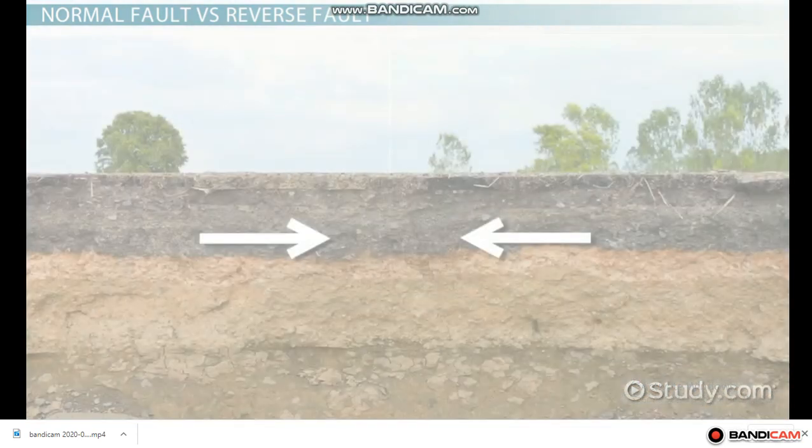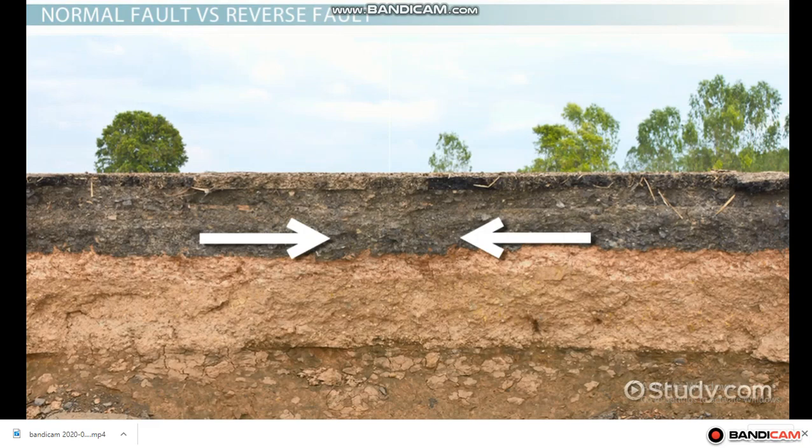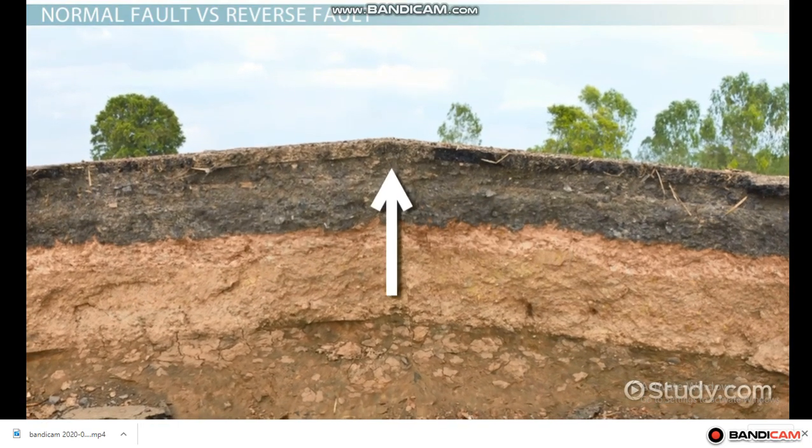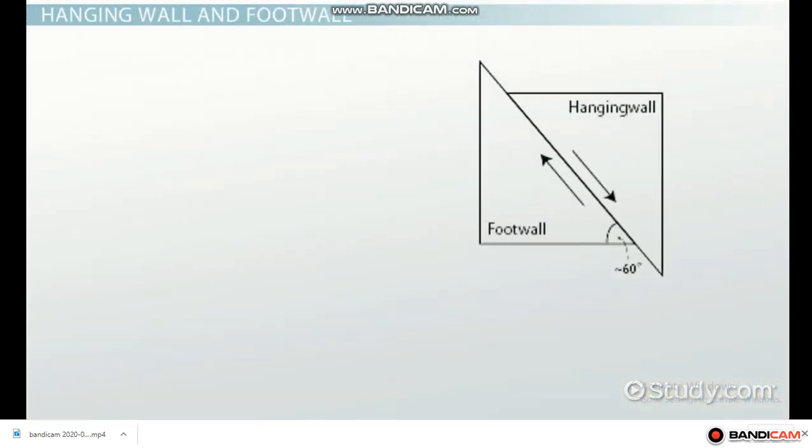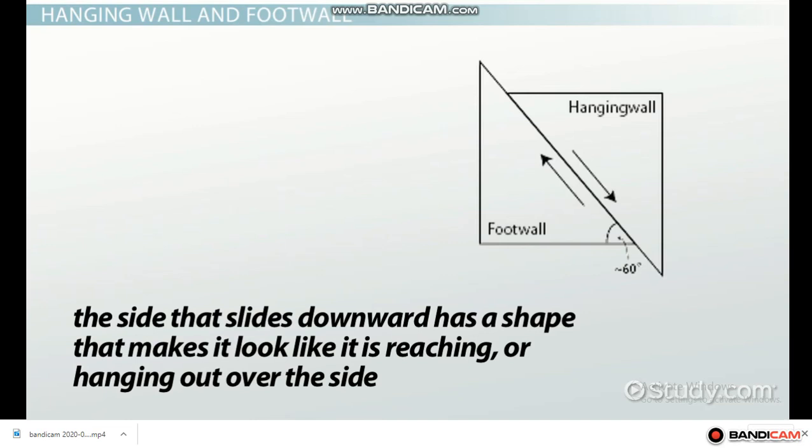Now consider the opposite. When a fault is squeezed together, the Earth gets pushed up, which is what happens at a reverse fault. We have terminology for the two sides of a fault. In a normal fault, the side that slides downward has a shape that makes it look like it is reaching or hanging out over the side, so we call it the hanging wall.